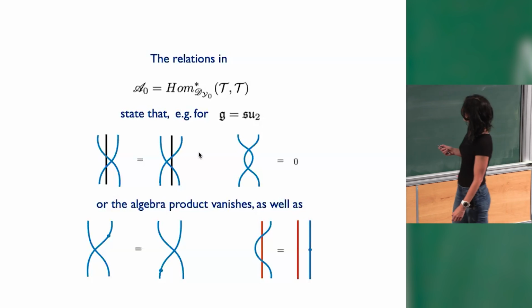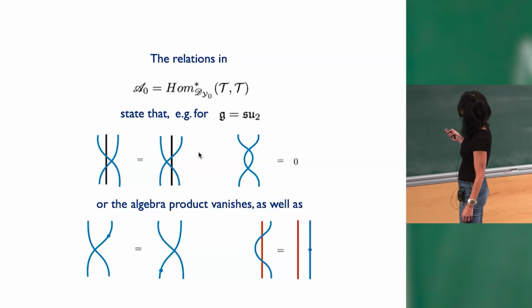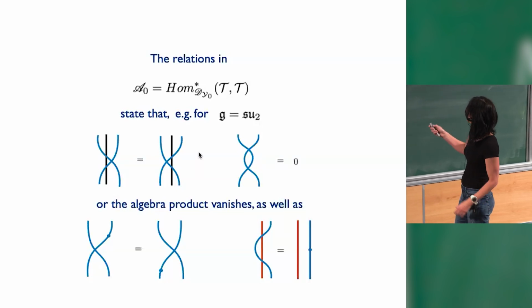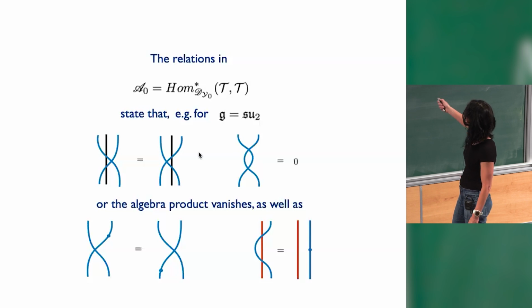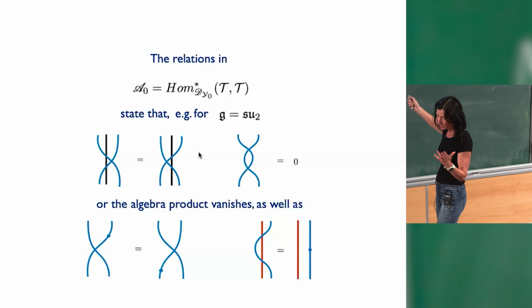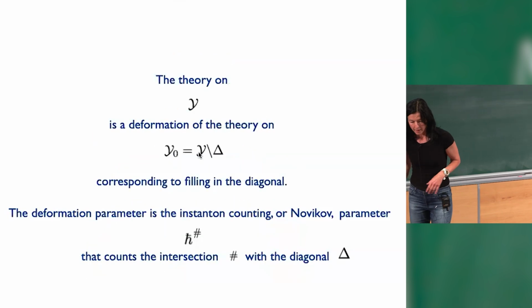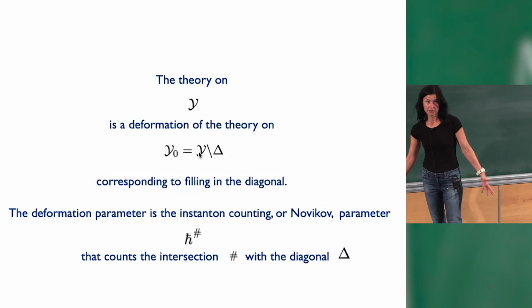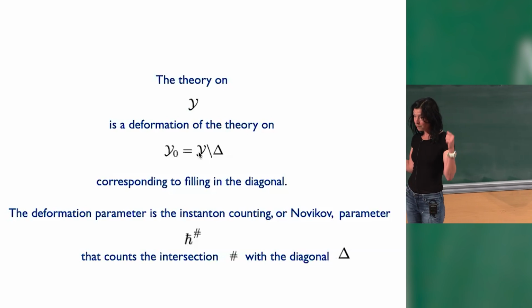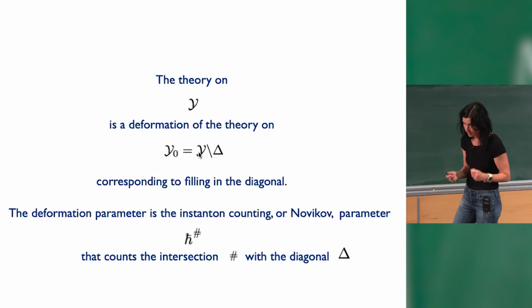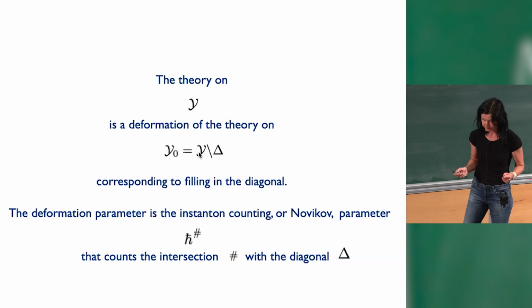So the relations of this modified algebra state, for example, this is just written for SU2, that the blue strings, the moving strings, want to be taut, and then there are a few other relations. Now, the theory we really want is a deformation of this one, where we put back in the divisor we deleted.